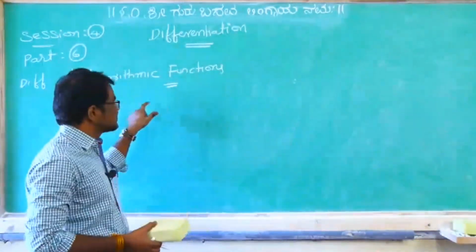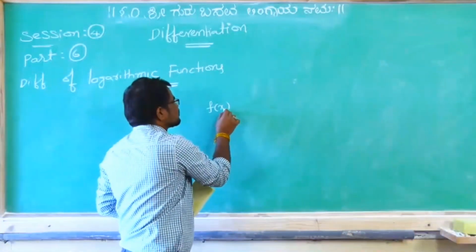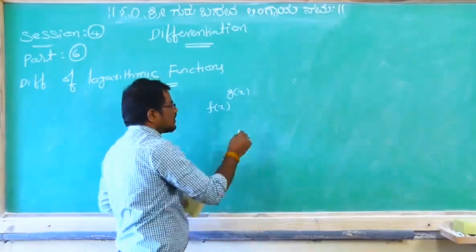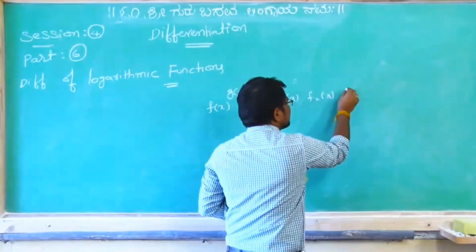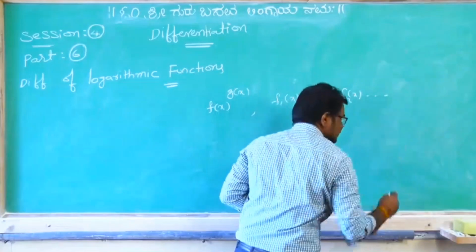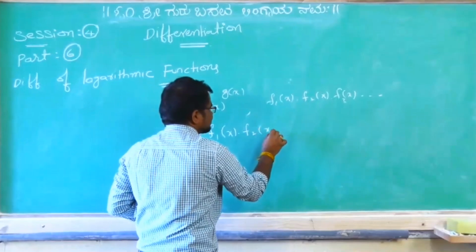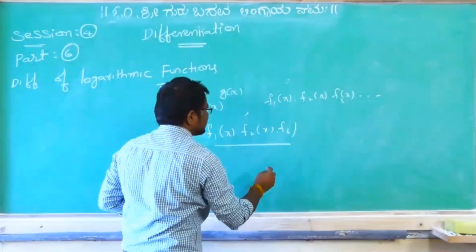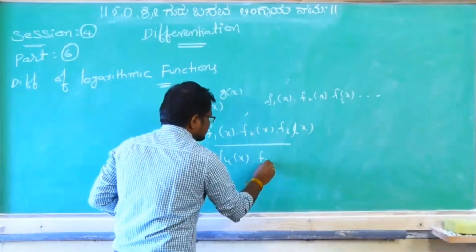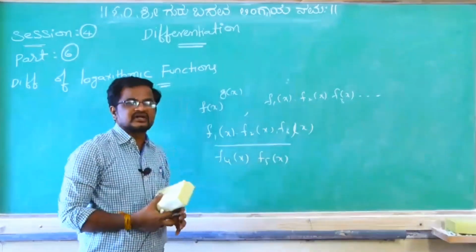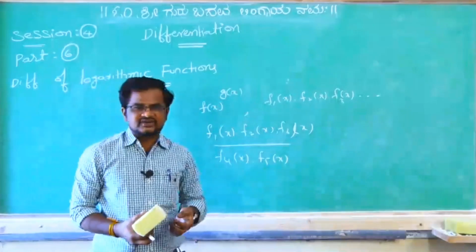Means in this session, especially, the function is of the form f of x whole power g of x, or f1 of x into f2 of x into f3 of x etc., or f1 of x, f2 of x, f3 of x divided by f4 of x, f5 of x, like this. Suppose the function is of the form like this, then how to do the differentiation of these functions?